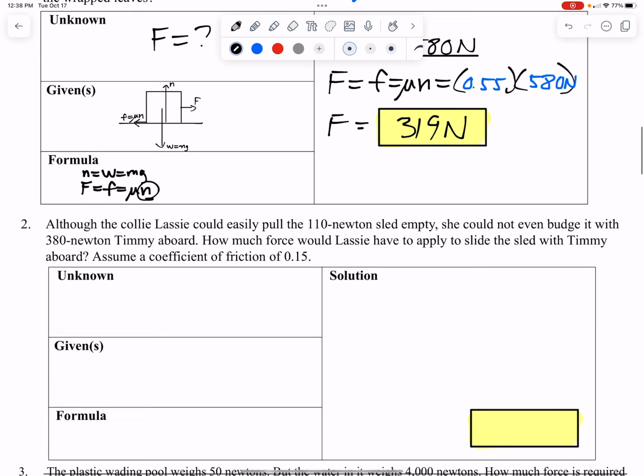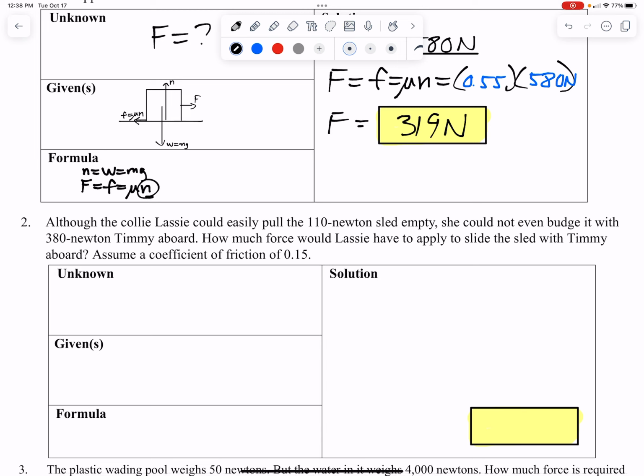Okay, let's read number 2. Although the Collie Lassie could easily pull the 110 Newton sled empty, she could not even budge it with 380 Newton Timmy aboard. How much force would Lassie need to apply to the sled with Timmy aboard, assuming a coefficient of friction of 0.15? Well, you should see that number 0.15 is very close to 0. That means it's not a whole lot of friction to get this thing going. But still, the heavier you are, the more force required to budge something.